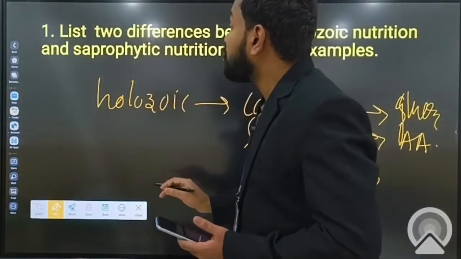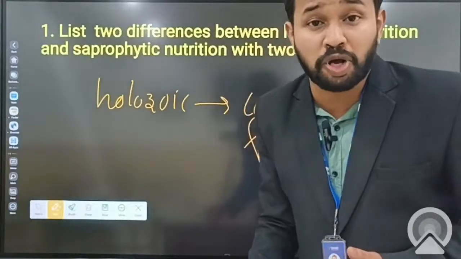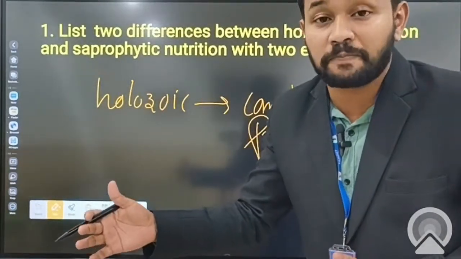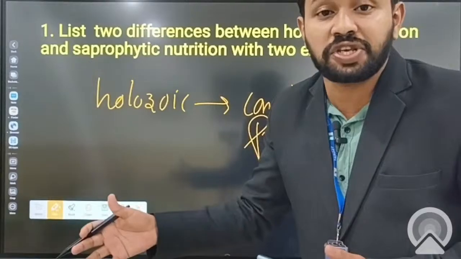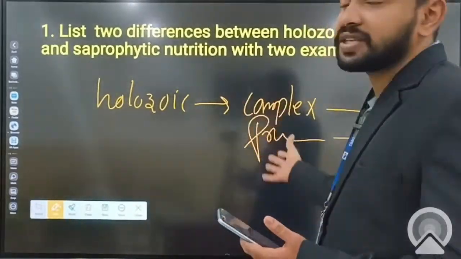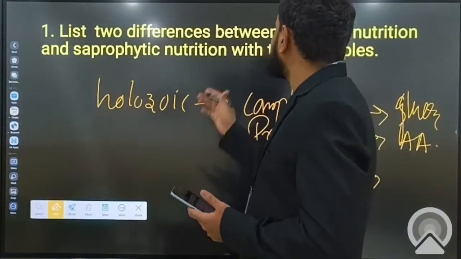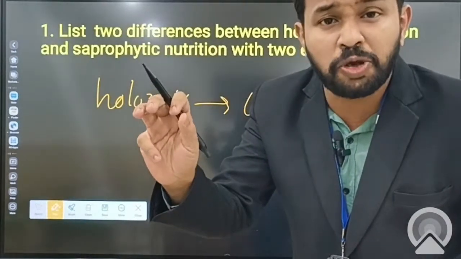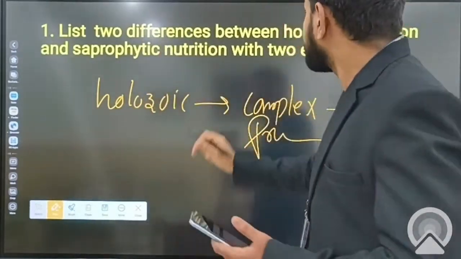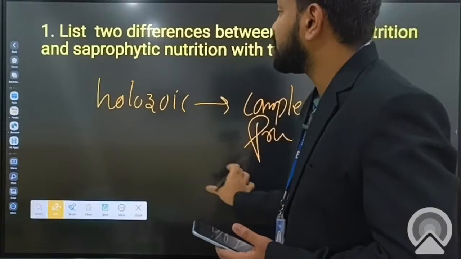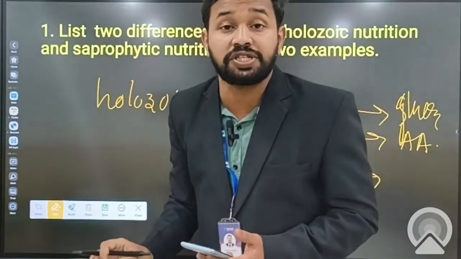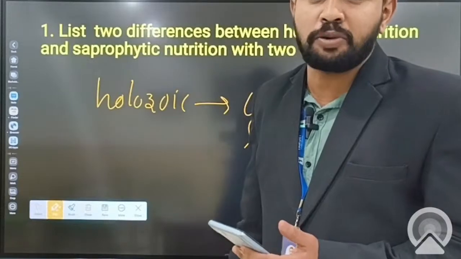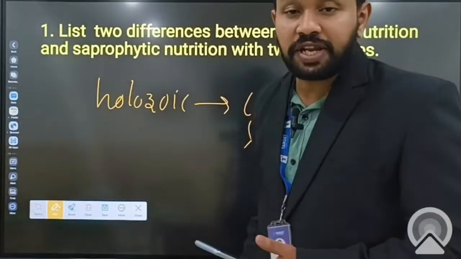And saprophytic nutrition is a single-step process, but in holozoic nutrition there are multiple steps used for the digestion of materials like complex carbohydrates. Examples of holozoic nutrition are animals like human beings and amoebas. Examples of saprophytic nutrition are fungi and bacteria.